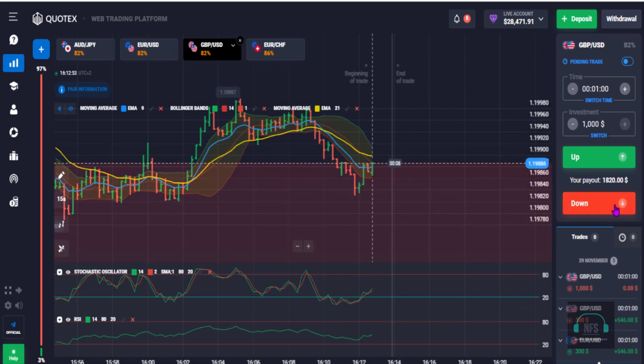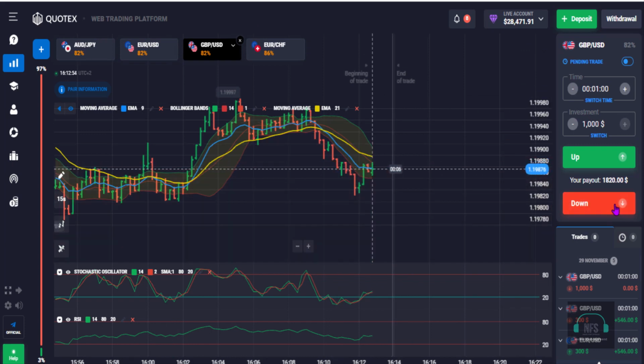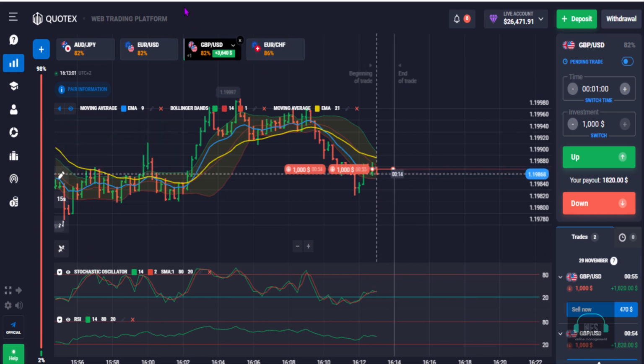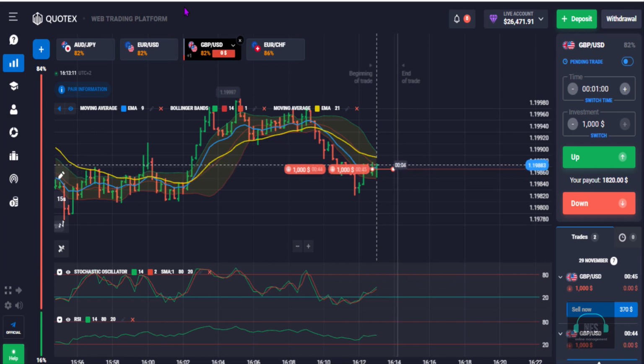Let's place it, two $1,000 trades, so a $2,000 trade. So I want to recover the losing trades. You will place in the same direction when you want to recover a trade. Never place in the other direction.